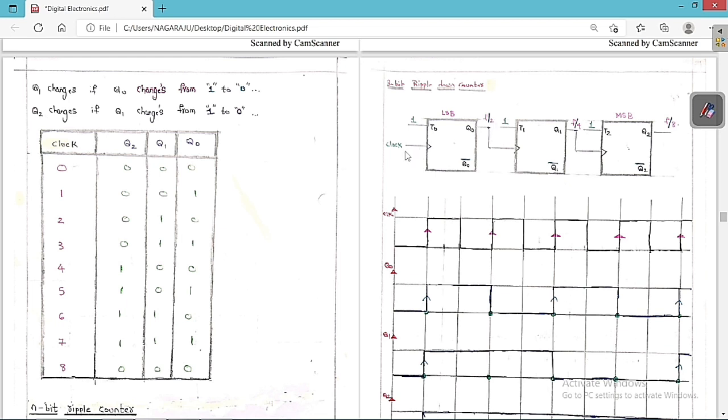I already told you if the clock frequency is F, then the frequency of this output, since it has two states, is F by 2. The next also has two states, so divide again by 2, which is F by 2 by 2, nothing but F by 4. And again the next is F by 4 by 2, which is F by 8. So the general formula is F by 2 to the power of n. For the farthest one, the MSB, the output frequency is equal to F by 2 to the power of n, where n is the number of flip-flops present. You can see clearly, ripple means the output of one is given as the clock to the other one. So this is called the ripple counter.